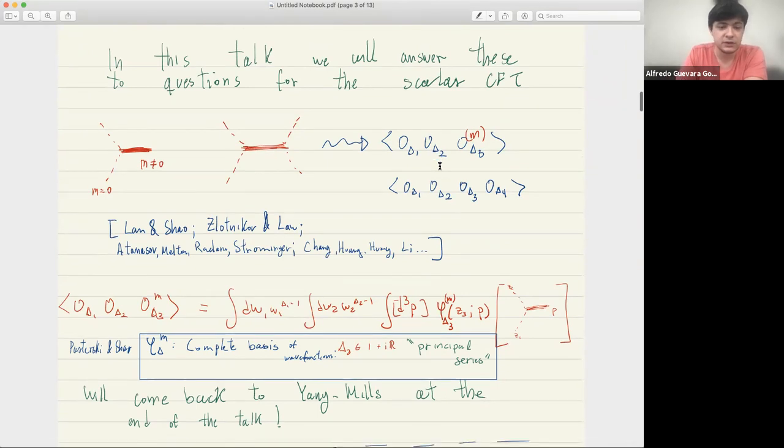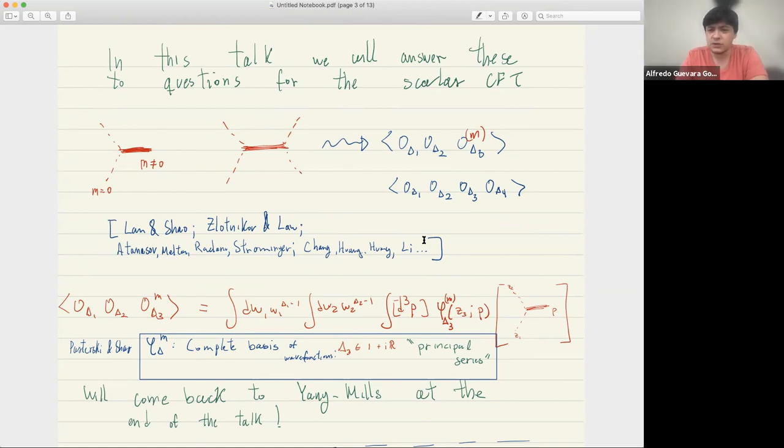So I'm going to go back to it. But for now, let's just focus on this theory, which has massless and massive scalars. You can usually compute the 3-point function of massless to massive scalar, or a 4-point massless with massive exchange. So this has been studied thoroughly by Lam and Chao, Slotnikov and Lau, and it's actually the paper that Anna was talking about. There are also nice results by this group.